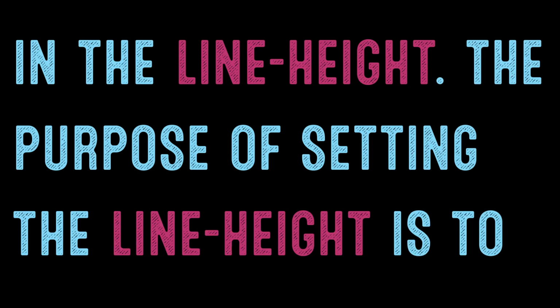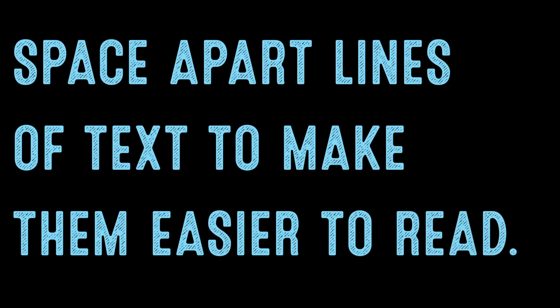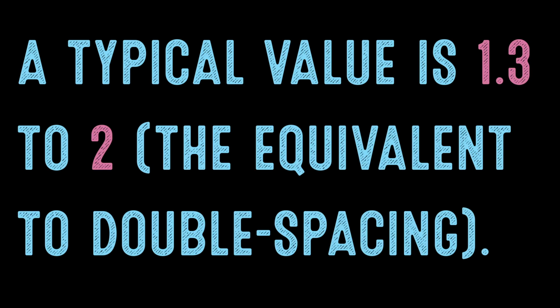The purpose of setting the line height is to space apart the lines of text to make them easier to read. A typical value is 1.3 to 2, the equivalent to double spacing.